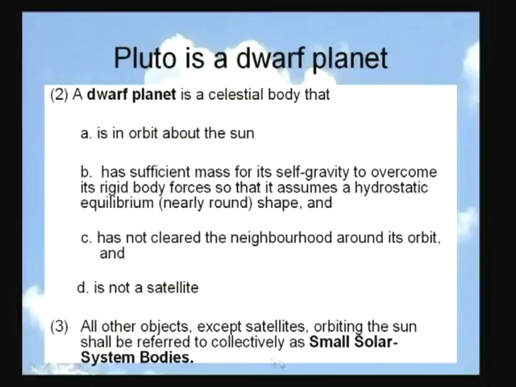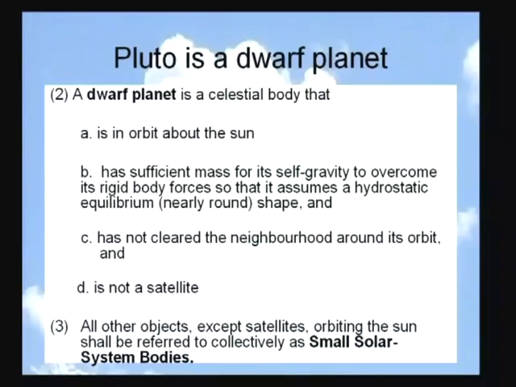Now there is a third class of object which was also defined: all other objects except satellites orbiting the sun shall be referred to collectively as small solar system bodies. So there are three kinds of things independently orbiting the sun. One are the planets, second are the dwarf planets, and anything else which is not a satellite shall be classified as a small solar system body. Okay, so these are the three kinds of things in the solar system besides satellites, which orbit around planets.